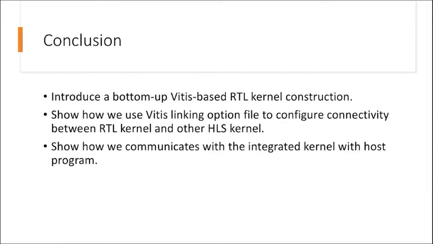We also showed how we can use Vitis linking option files to configure the connectivity between the RTL kernel and other HLS kernels. In this way, we don't have to use the GUI, and we have full control over the connections between kernels. And we also showed how we communicate with the integrated kernel from host programs, using both the AP control HS and AP control chain execution models.